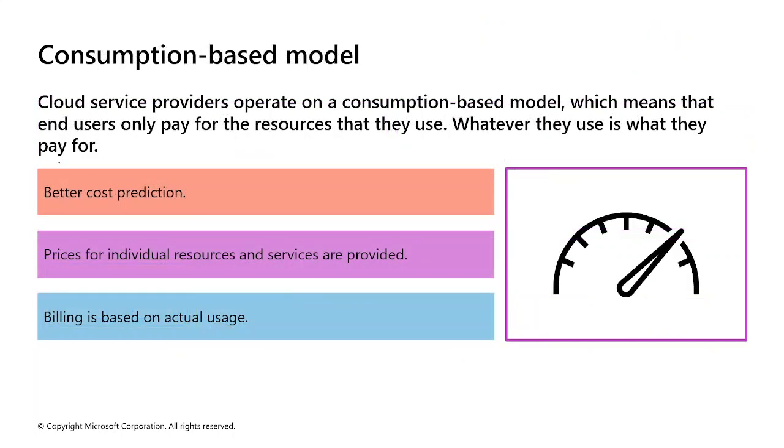Okay. So cloud services provide operations on a consumption-based model, right? Which means that end users only pay for the resources that they use, whenever they use them. So with consumption-based, you get billed like you are using a prepaid meter, right? It reads what you are using and then bills you for that. So because of this, you have a better option to be able to predict your cost.